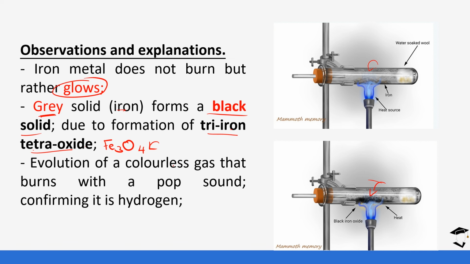And then another observation is that a colorless gas is given off. And this colorless gas, if you introduce a burning splint, it's going to burn with a pop sound. And this will confirm for us that this is hydrogen. We said that the delivery tube has to be removed while heating is continuing. We said it is to prevent suck back of the water.